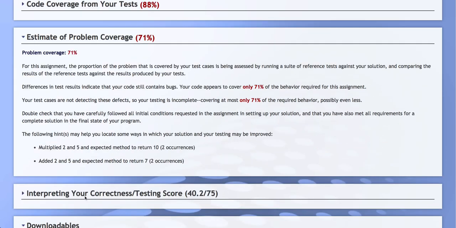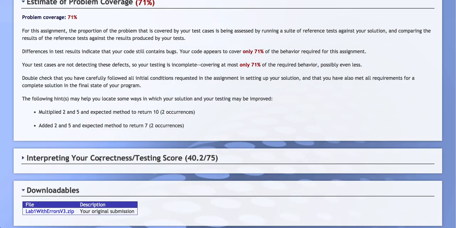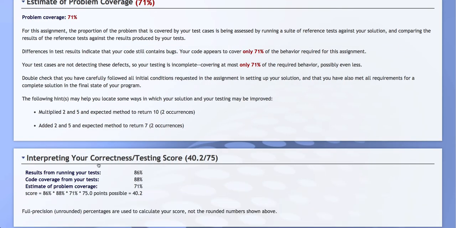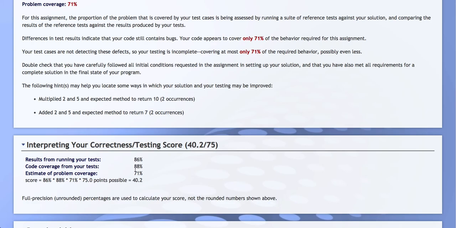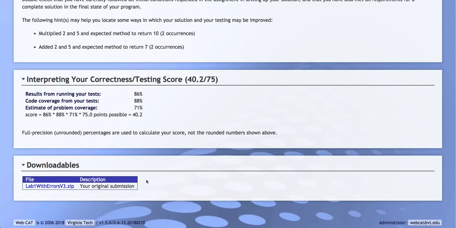And then here we have an actual piece of the math that contributed to me receiving my score. We can see that I had these pieces, as we just talked about, and that they all combined to give me a 40.2 out of my possible 75.